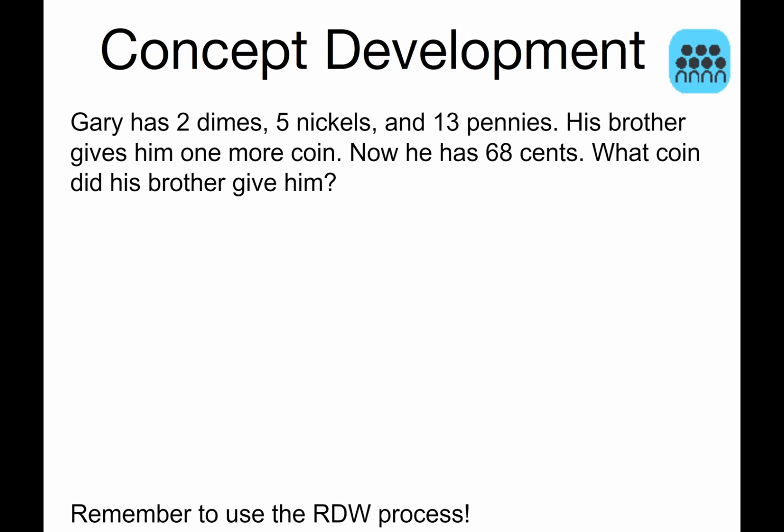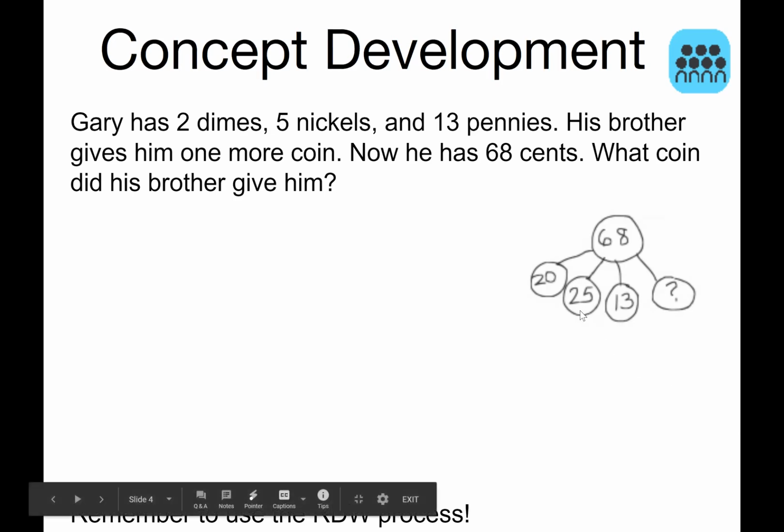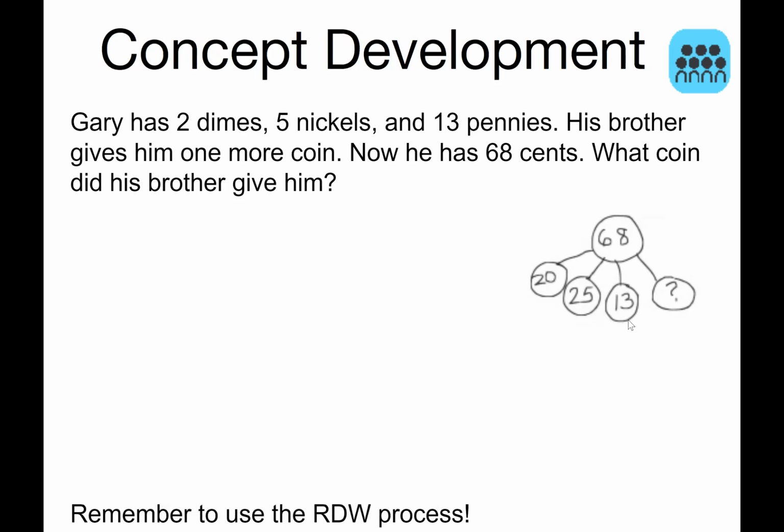And then his brother gives him one more coin. Now he has 68 cents. Okay, so here in our number bond, we have 68 cents at the top. And then we have our 2 dimes equals 20. 5 nickels equals 25. Remember 5 plus 5 plus 5 plus 5 plus 5 equals 25, and then 13 pennies. And all together, we know that that equals 58.